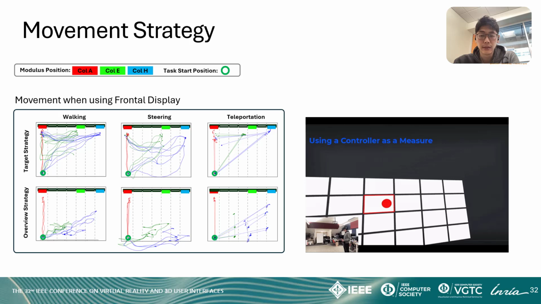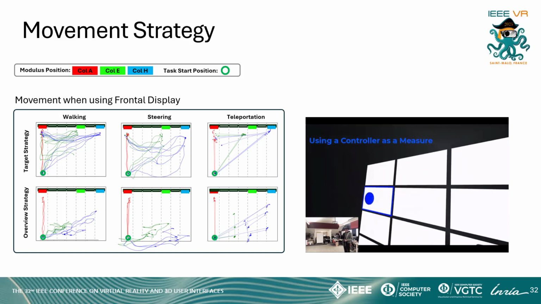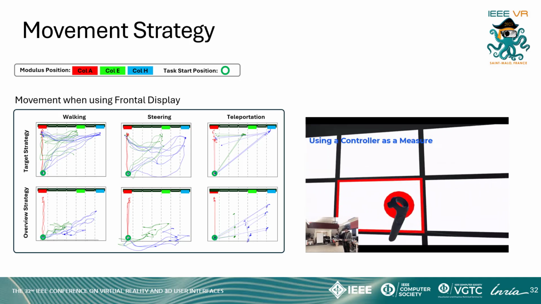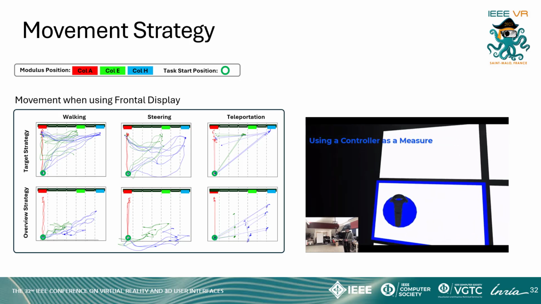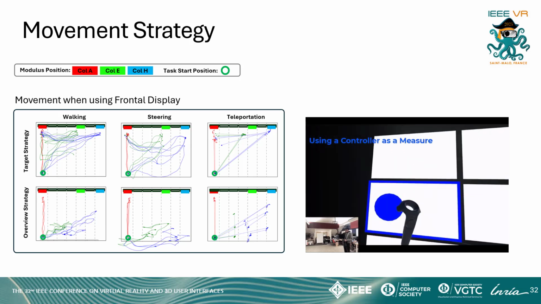Next, we report task strategies participants showed. First, when the participants used the frontal display, we found two representative strategies called target strategy and overview strategy. Target strategy involves oscillating between stimulus and modulus positions to assess their sizes. During the target strategy, we observed an interesting user behavior of using the controller as a measurement tool. The overview strategy entails navigating toward the center area between the modulus and stimulus before assessing their sizes.